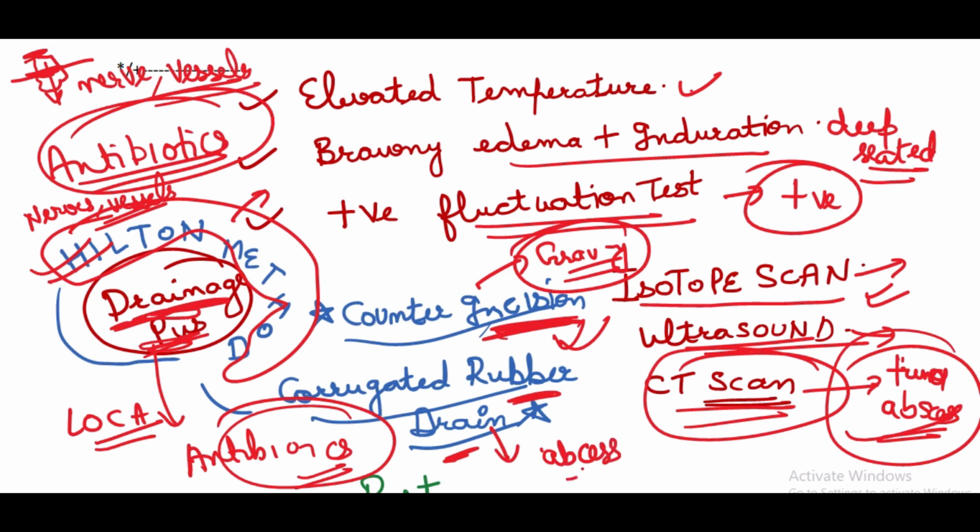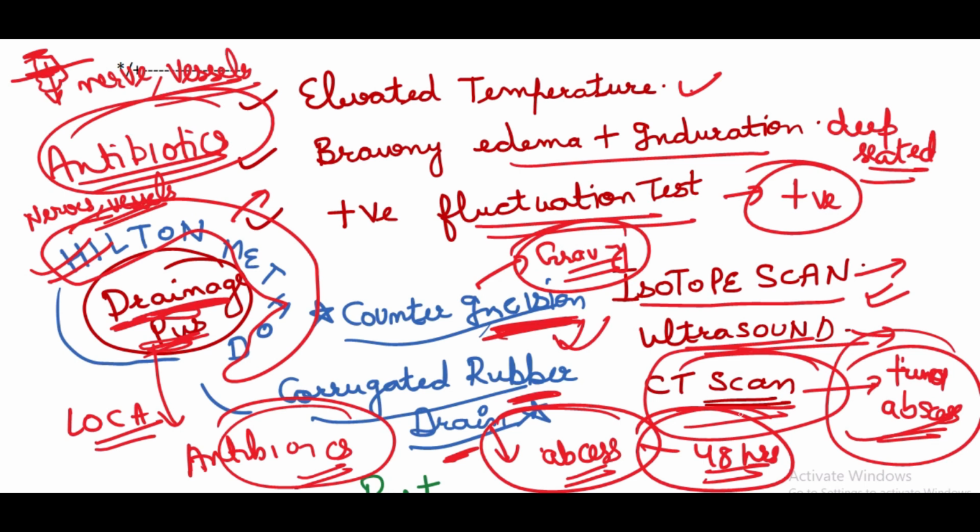So a corrugated rubber drain is typically used to drain an abscess cavity. So in case of excessive bleeding, remember, a roller gauze can be packed inside the wound and it is kept for the next 48 hours. So what are the key points? The elevating of the affected part is important in order to speed up the healing process.